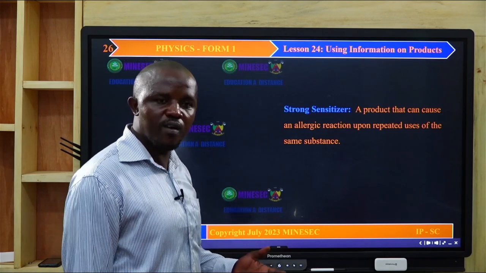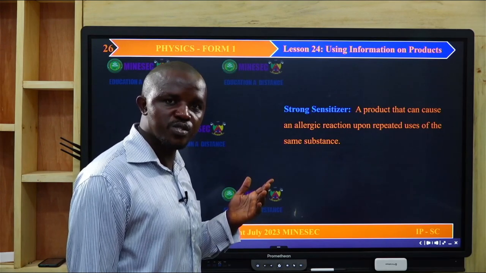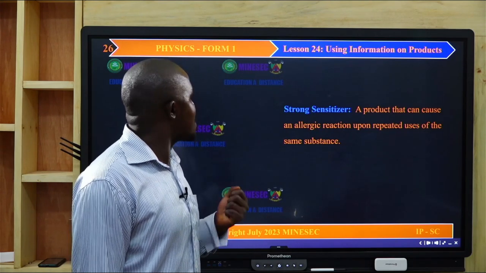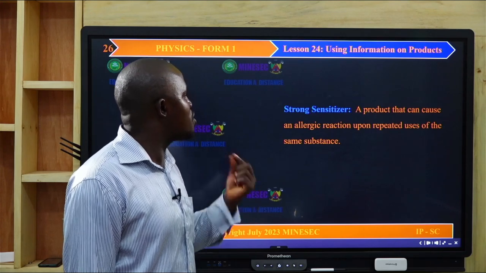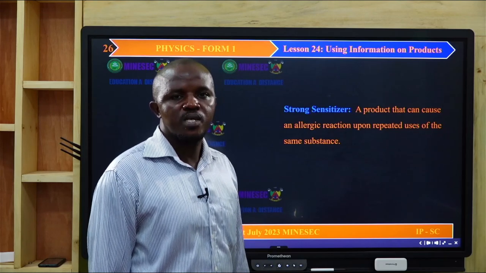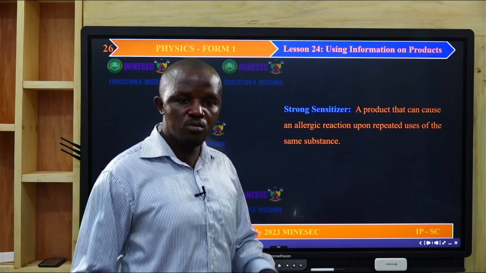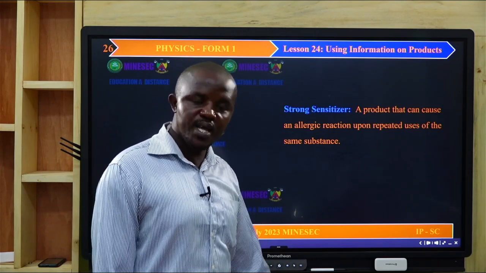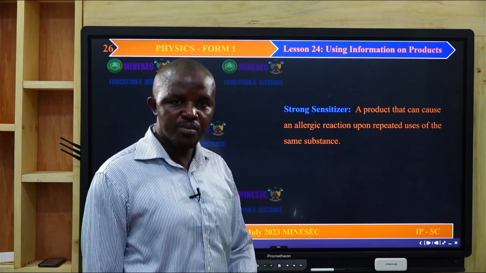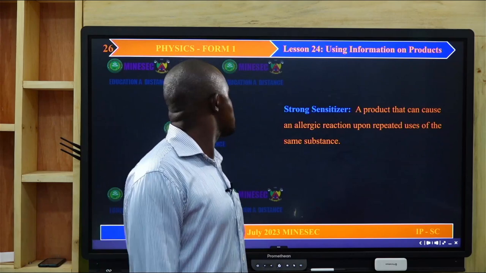Which other property can qualify a household product as a hazardous product? If it's a strong sensitizer, a product that can cause an allergic reaction upon repeated use of the substance. There are some products that when you use it, you are fine. But there are some people that cannot tolerate the same product. When they touch it, they might feel sick. But you might use it and not have a problem. But another person might use it and have an issue. That person is allergic to the product.